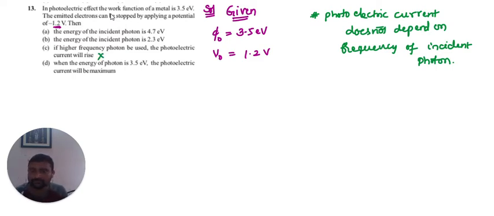Then what about option D? When the energy of the incident photon is 3.5, the photoelectric current will be maximum. Look at this value 3.5, but looking at the question, 3.5 is the work function. So here the energy of photon equals the work function, then the photoelectrons do not have kinetic energy. How can you know that? Just go to the equation of photoelectric effect.